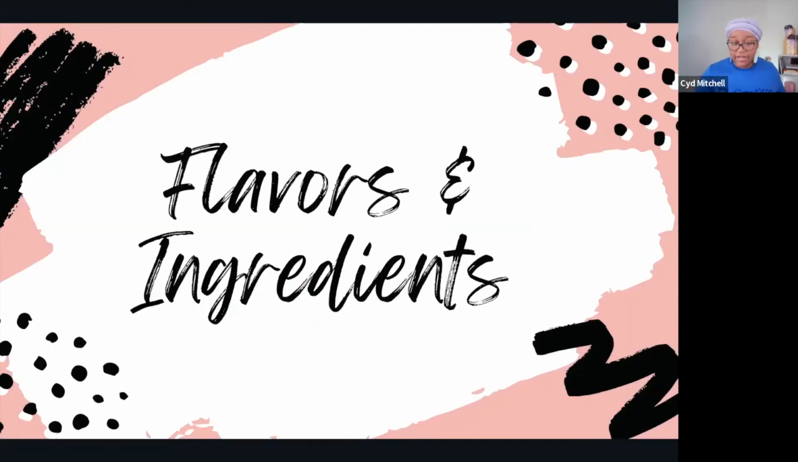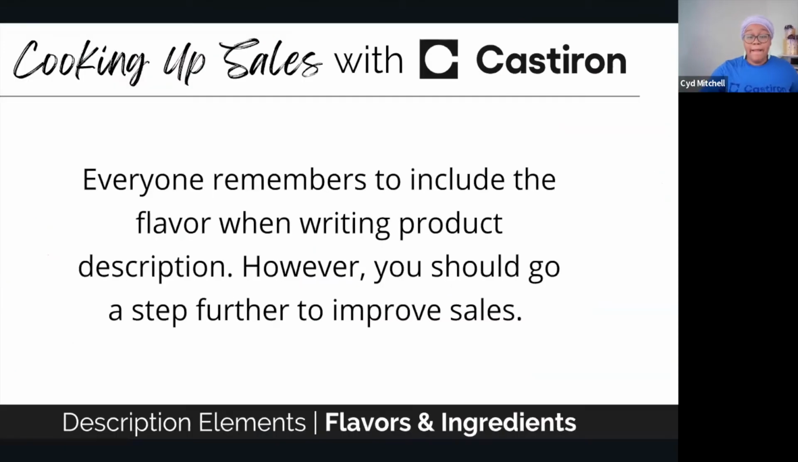Okay. So then the next one is flavors and ingredients. All right, everyone, again, going back to the DIYers, which I'm a DIYer, everyone remembers to include the flavor when writing product descriptions, all right? However, you should go a step further to improve your sales, right? Like you can't just say a chocolate chip cookie, or you can if you want to, but if you're trying to have a buy now worthy product description, then you need to go beyond just it's a chocolate chip cookie.